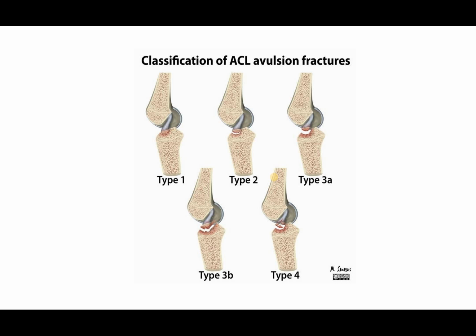Okay, your classifications of your ACL avulsion fractures. So two terms here, ACL, anterior cruciate ligament. That is one of two special ligaments in the middle of your knee. You have the ACL and the PCL. And avulsion, the other term I want you to know, means that bone was pulled off of itself.